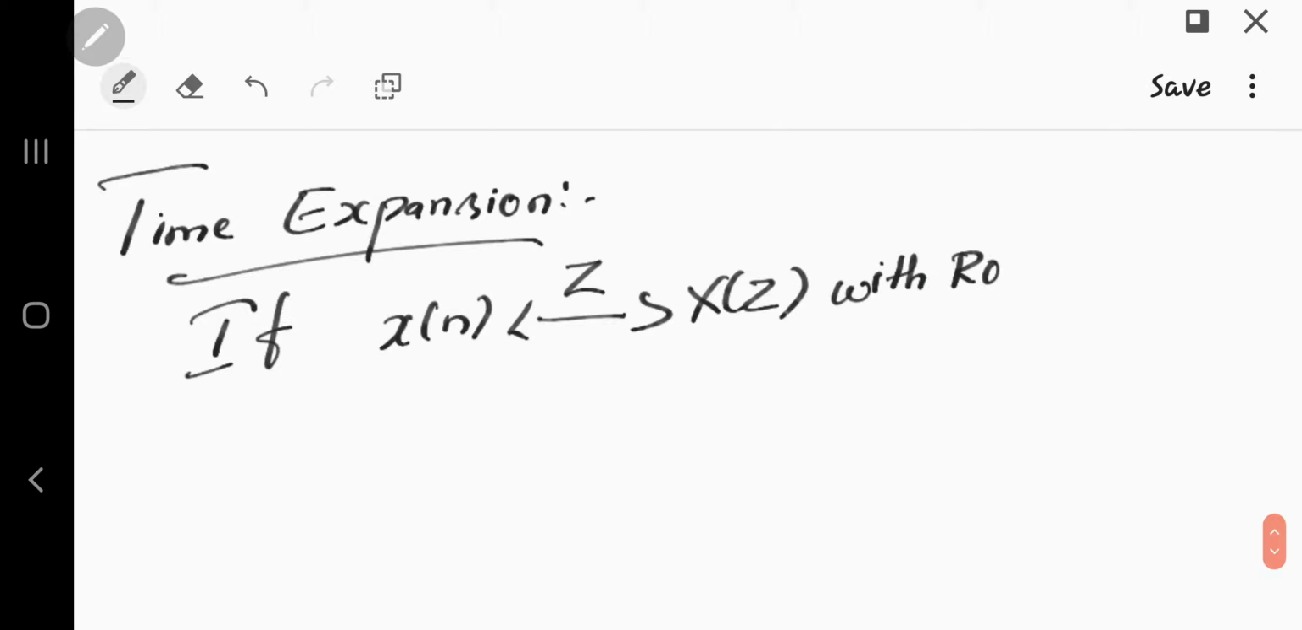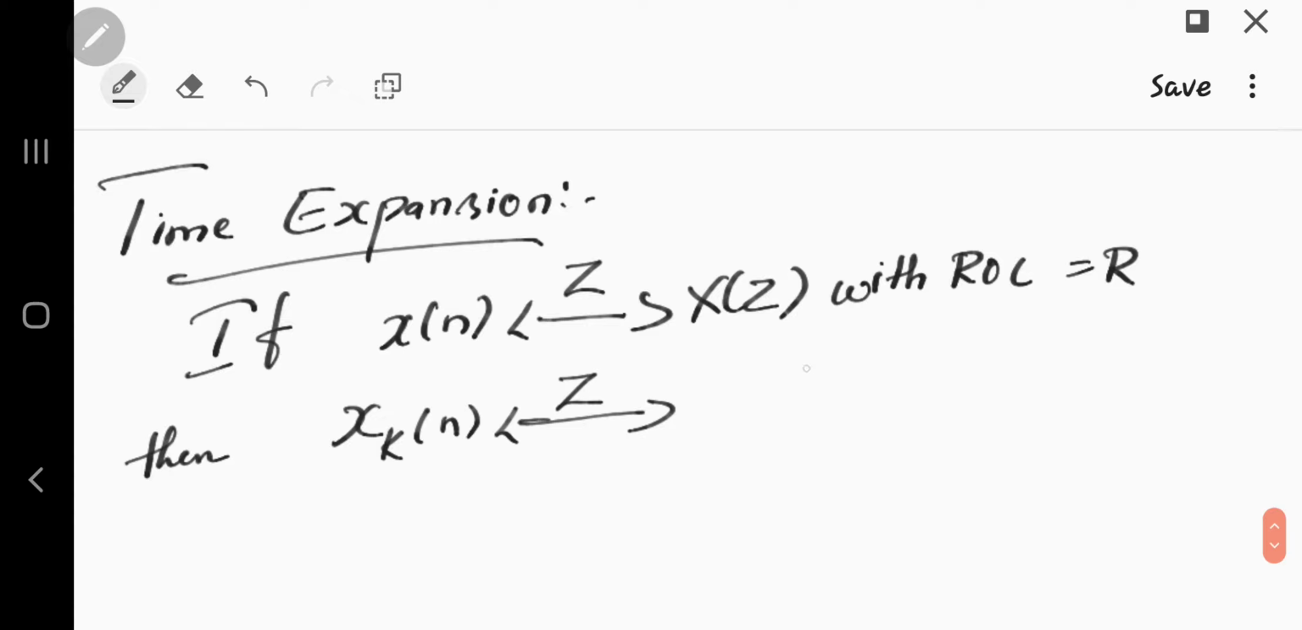So the statement says if x of n gives x of z with ROC R, then x_k of n with z transform will give x of z^k with ROC R to the power of 1 by k.